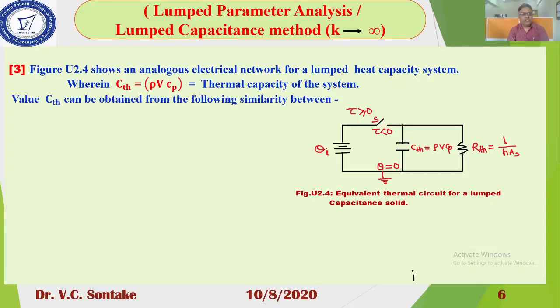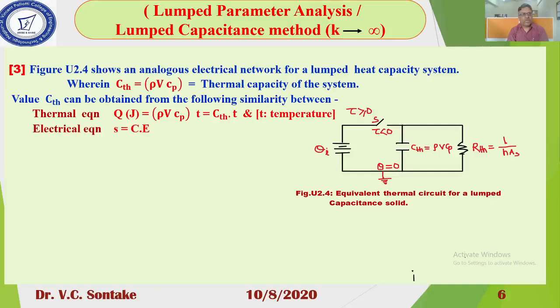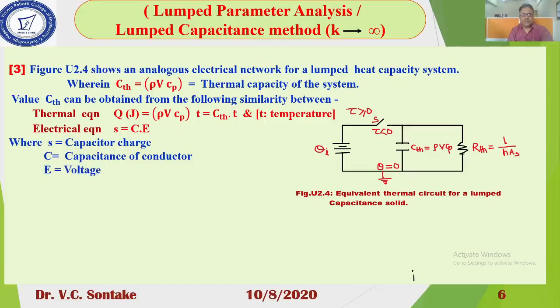The value of this Cth can be obtained by applying the similarity between the thermal equation of heat transfer amount in joule, which is equal to rho V Cp into T, equal to Cth into small t, where small t is the temperature of the body at any moment of time, and the corresponding electrical equation is small s equal to C into E, where small s denotes the capacitor charge in the corresponding electrical circuit, capital C is the capacitance of the conductor, and capital E is the voltage.